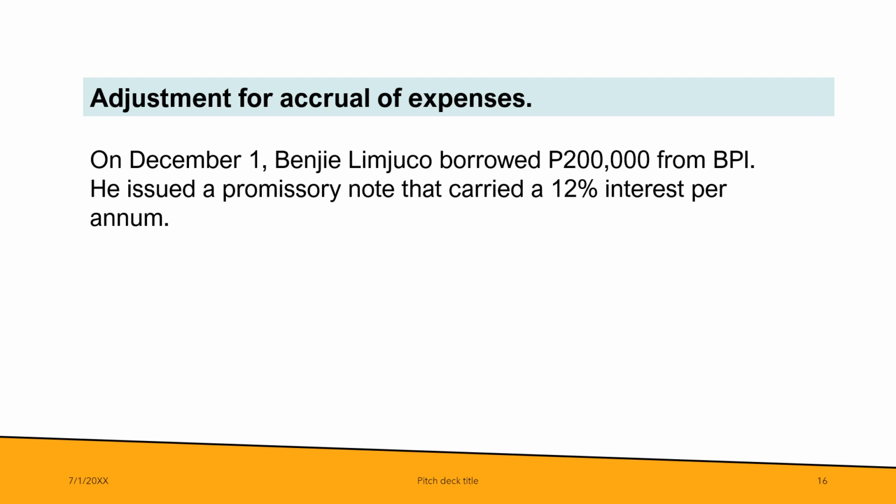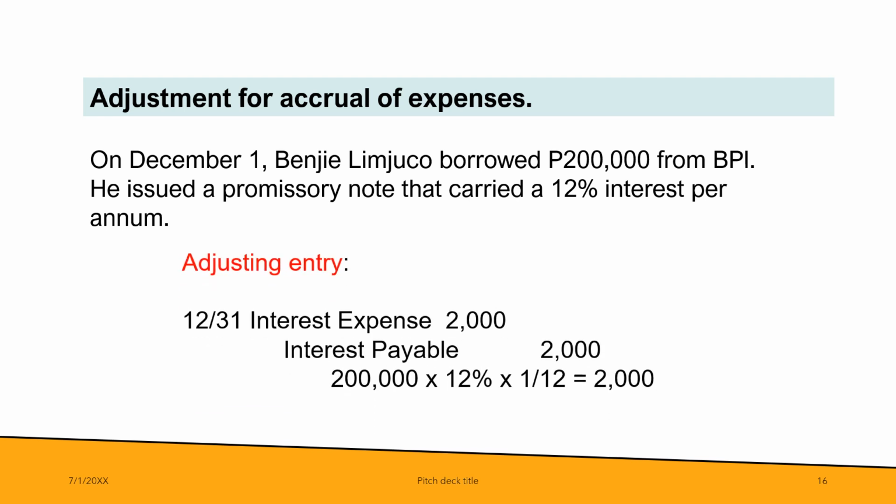You will just get the proportionate interest for the month of December. And how will you do that? The computation is 200,000 times 12% per annum times 1 over 12. Why 1 over 12? Because from December 1 to December 31, which is the end of the accounting period of Benji Limhoco, that is equivalent to 1 month. So 1 over 12 will give you 2,000 amount of interest.